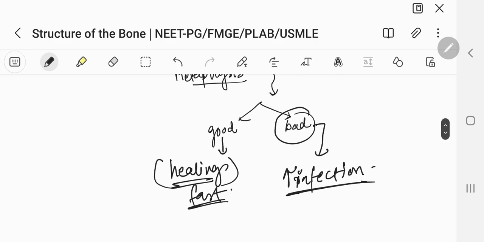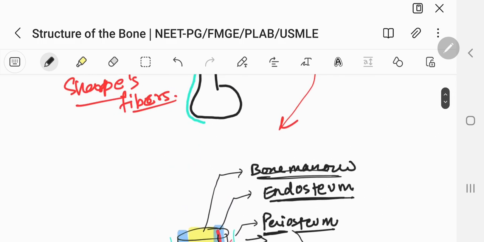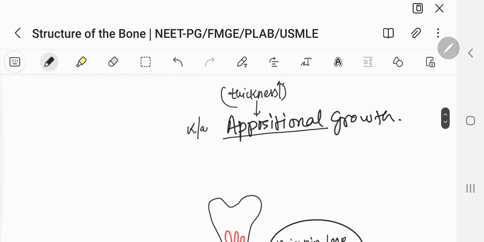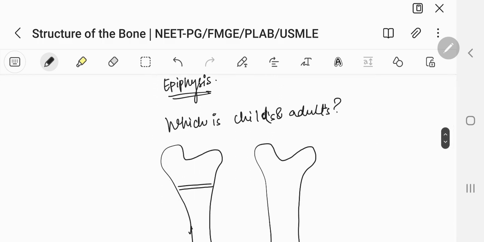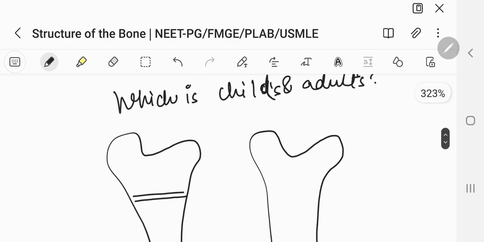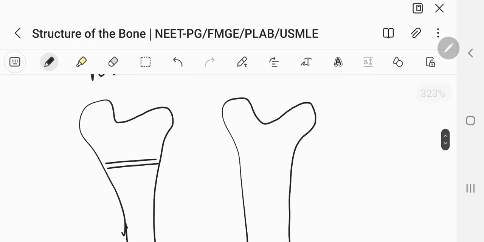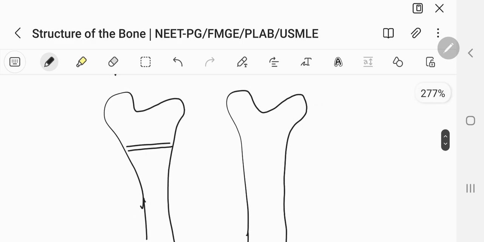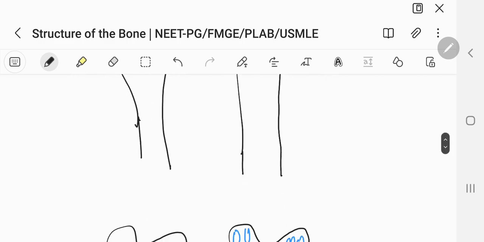Now let's move on to the epiphysis. Remember, back here we have completed the diaphysis. What are the things that are inside the diaphysis? We have seen the metaphysis, so we'll move on to the epiphysis. Let me zoom in. Which one of these is the child's and which one is the adult's epiphysis out of the two? Again, look at this. If you have decided, let's move forward with the answers.